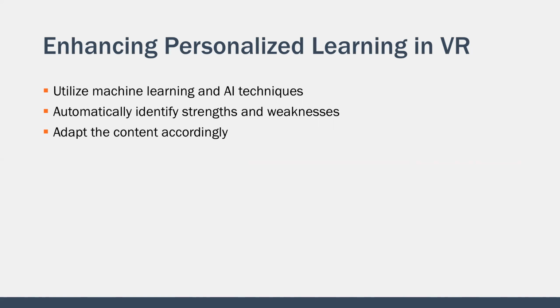And so for enhancing personalized learning in VR, what we plan on doing is using machine learning and AI techniques to automatically identify strengths and weaknesses in the user, kind of like what I mentioned in the assembly line environment. And this would be able to adapt the content accordingly to how well the users are performing the task and if they're getting all the information correctly. There hasn't actually been a lot of research that I've been able to find on personalized learning in VR. So I think this would be a very rich field for future study. And this is what we're going to be focusing on in our next round of simulations.